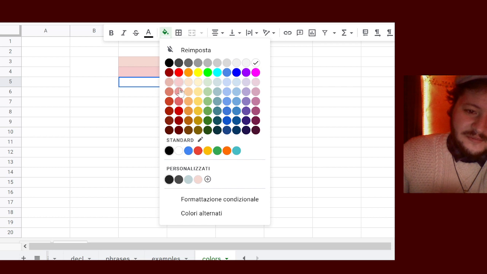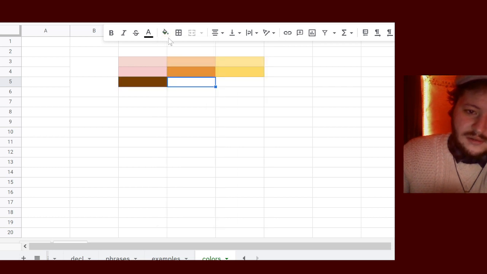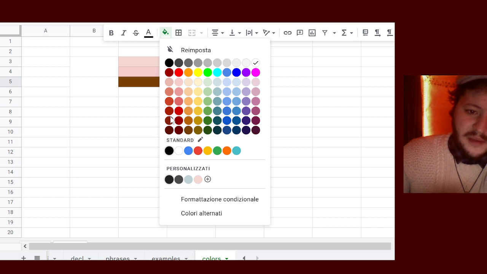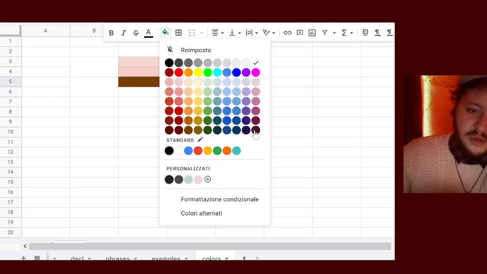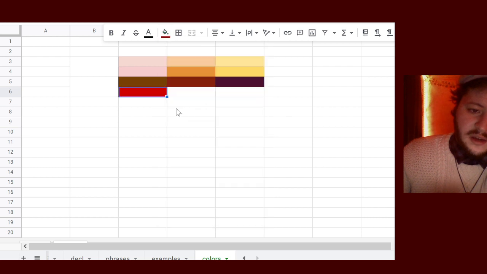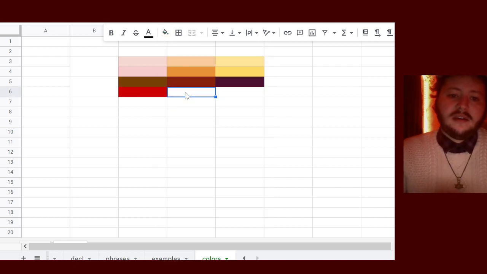Okay. I'm thinking like a brown range, maybe. That kind of bleeds into red and purple. So those are like the dark ones, and then the lighter values are like, you know, like red. Maybe that goes here.